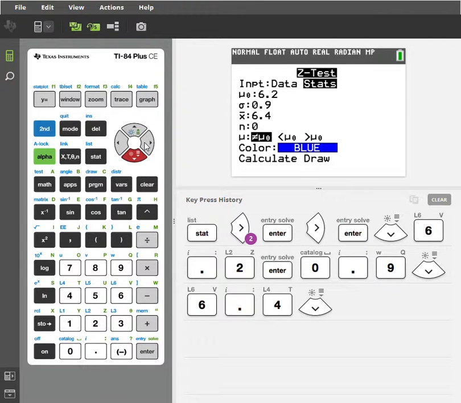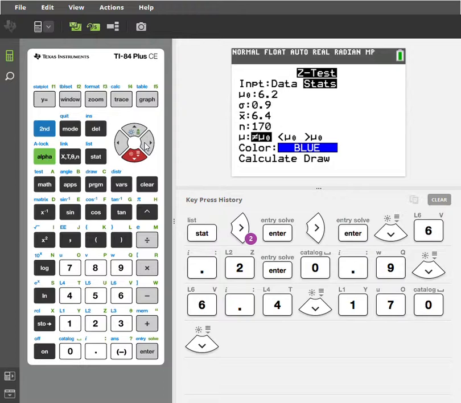N is our sample size. How many engines did we test? Well, that was 170. Now we come down here, and this is going to be whatever we said in our alternative hypothesis.